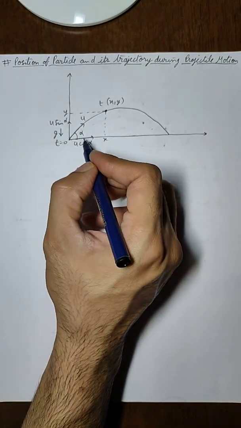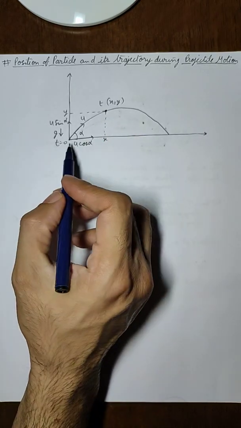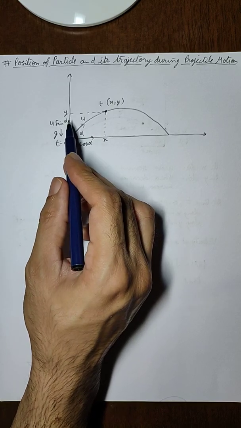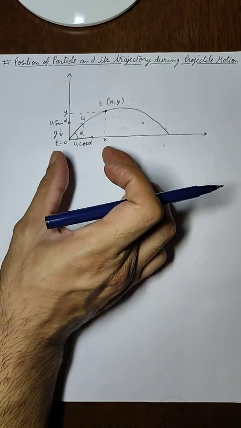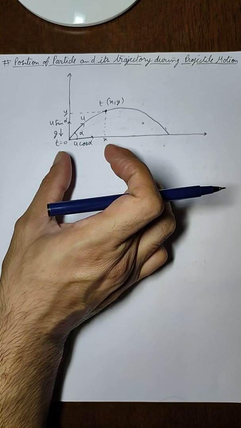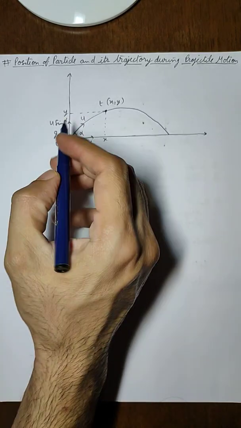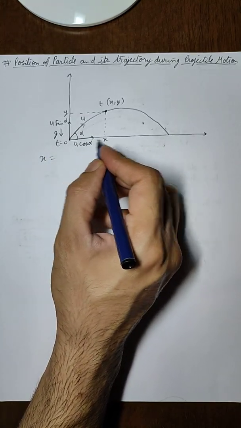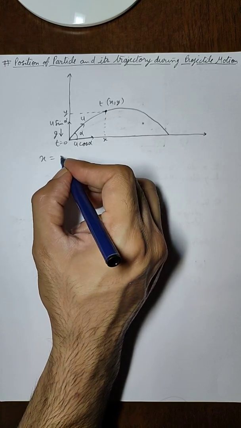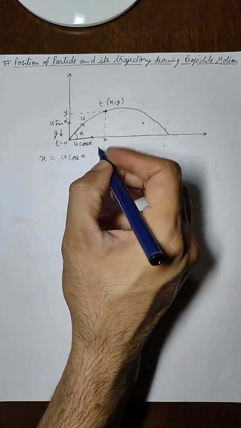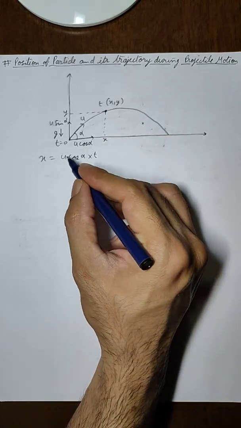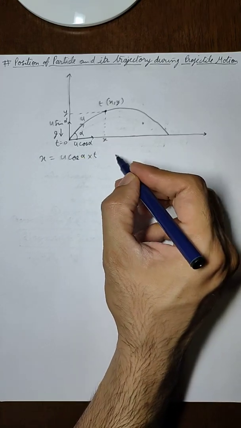Now what is the distance to achieve this? The distance traveled by the projectile is in both horizontal and vertical direction, so we'll handle them separately. In horizontal direction, this is the total distance covered by the projectile. So we can say that in horizontal direction the distance x will be equal to the velocity into time, because there is no acceleration in horizontal direction, so it will be simply equal to u cos alpha into time t. This will give us the horizontal distance traveled. So let this be equation 1.